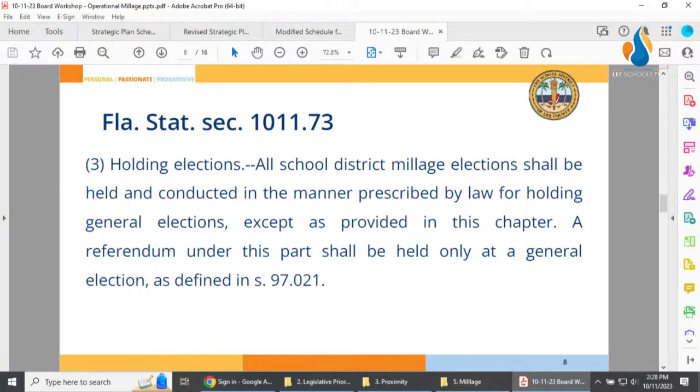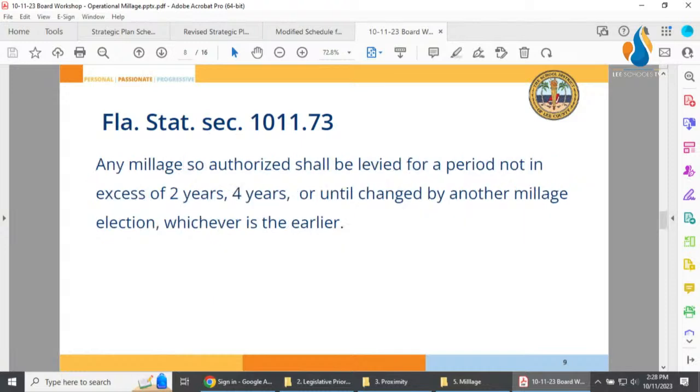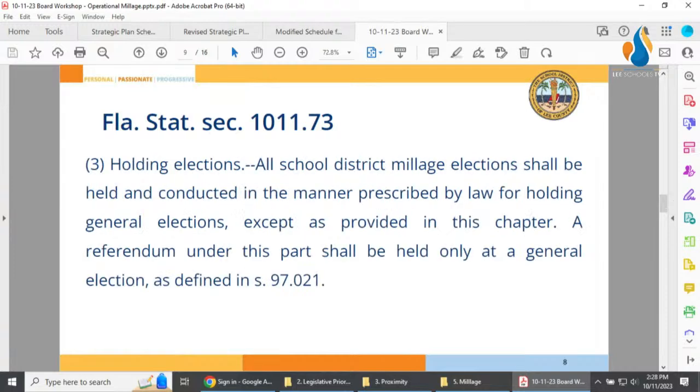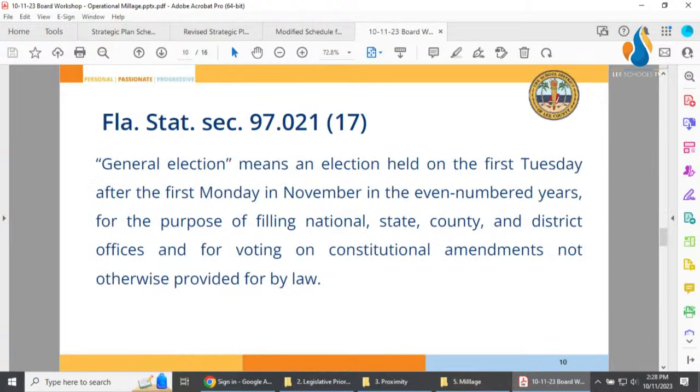Florida Statute 1011.73 states that the millage election shall be held in a manner that is prescribed by law, and then it gives you the statutory reference. And then when you go to that statutory reference, it specifically requires that the election be held on the first Tuesday after the first Monday in November when we hold our regular general election, and it must be done in an even year.